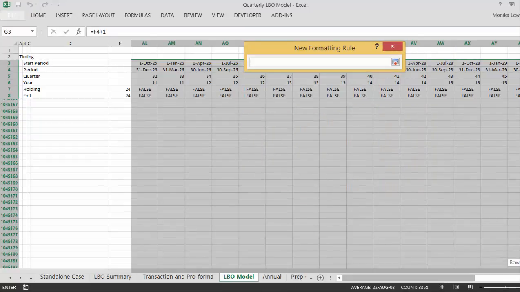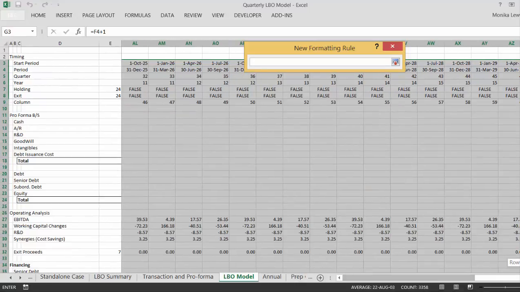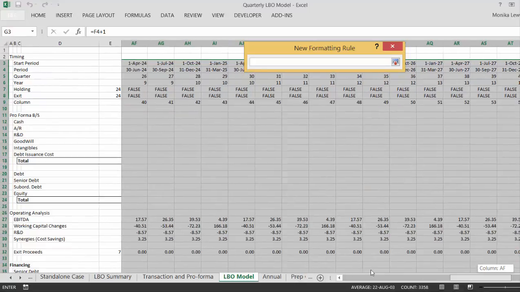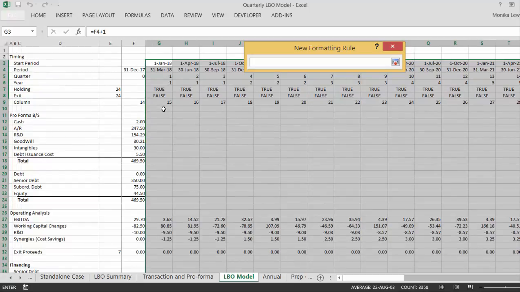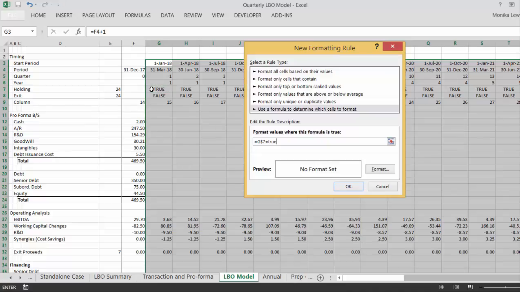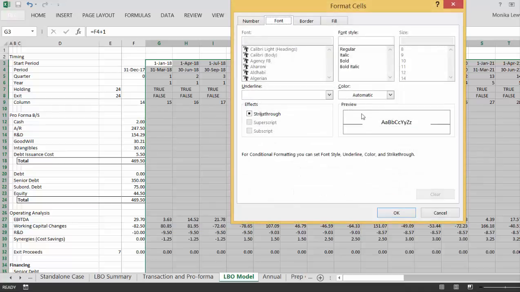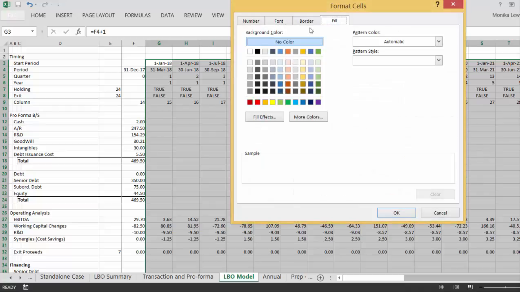So the rule was you have to go up to the top, and then you go back over to the side, and then you click on just when it's the holding period, and you press the F4 button and just get only the row number and put when it's true. And then I suggest getting a really light little color here. So don't get something too dark.